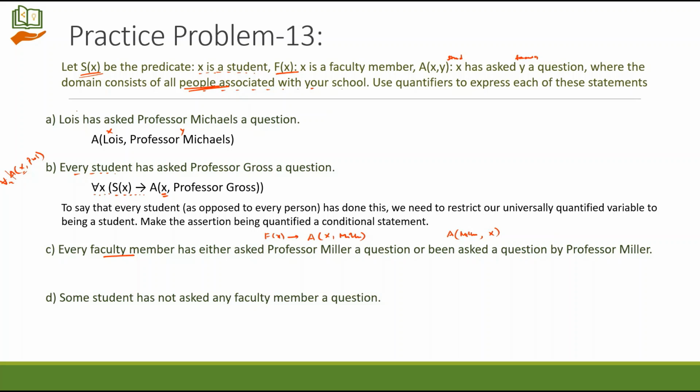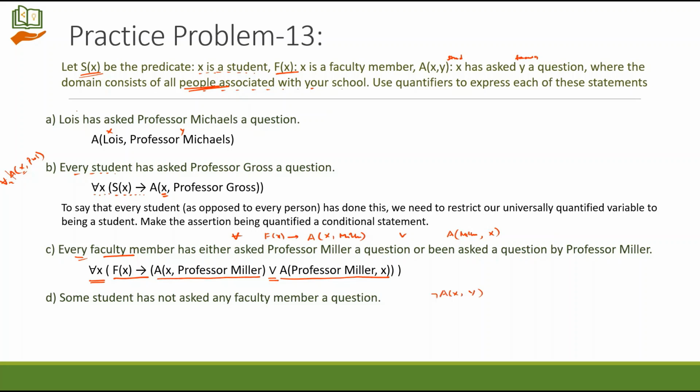Now they have given or. So when they say or, we have the disjunction operation, and the faculty member quantification will be every. So for all quantification will be used. Combining everything we have this particular expression. So we have A of x, Professor Miller, then A of Professor Miller, x combined by disjunction under implication, because the x person must be a faculty member and it applies to all faculty members. Next one. Some student has not asked any faculty member a question.